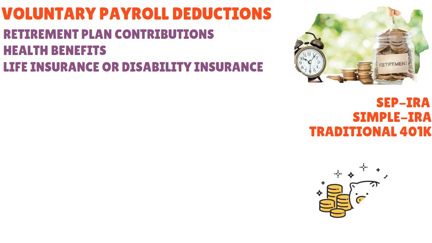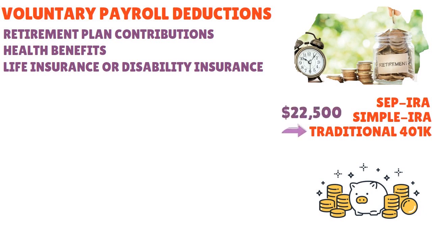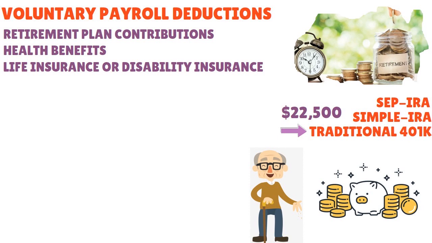And most retirement contributions are pre-tax and are often matched by the employer up to a specific percentage. So for 2023 and 2024, employees can contribute up to $22,500 to a 401k plan, which went up by $1,000 from the previous year. Workers over the age of 50 can add an additional catch-up contribution of $7,500 to get them to $30,000 annually. So what about health benefits?